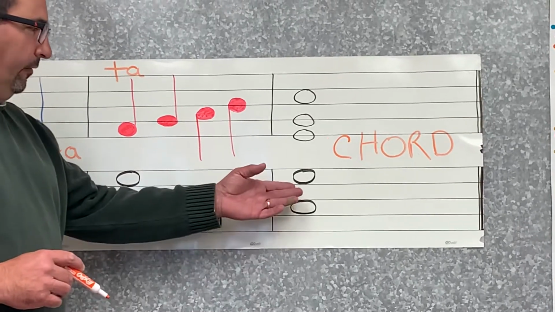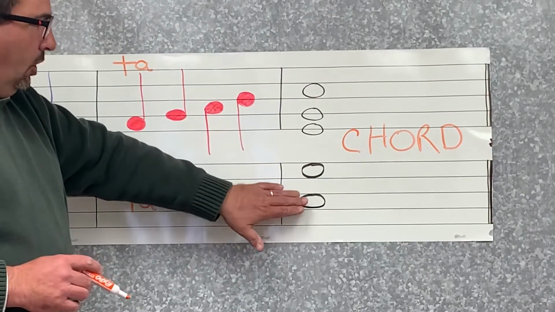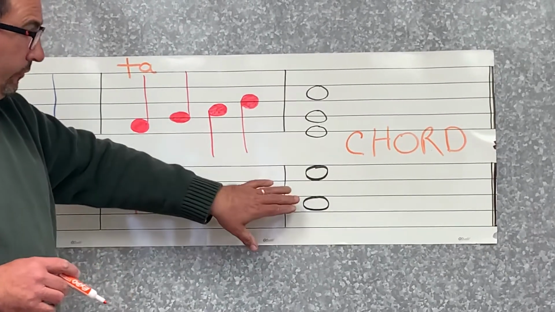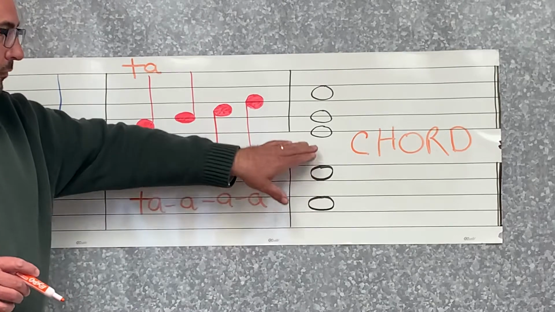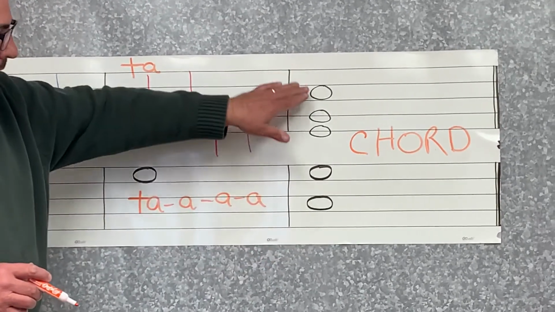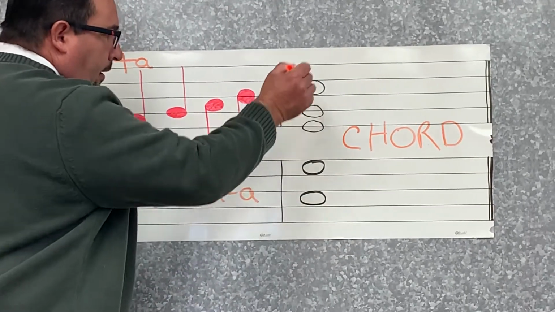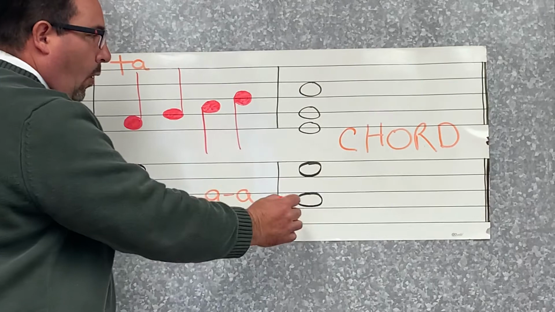Now there doesn't always have to be 2 here and 3 here. We can change that number, but a group of notes, in this case, a group of whole notes that are in a vertical line, on top of each other, is called a chord.